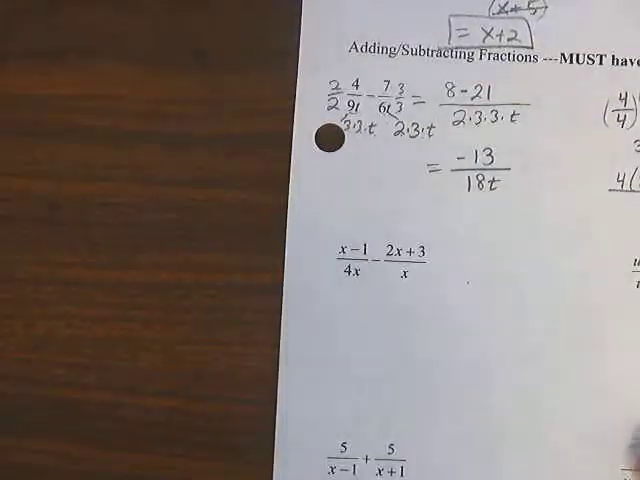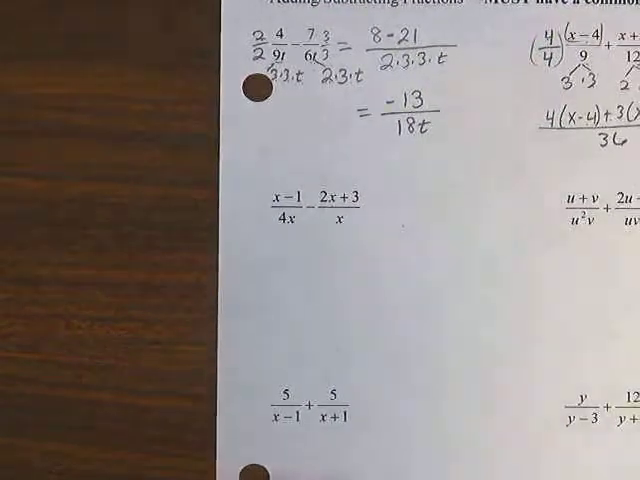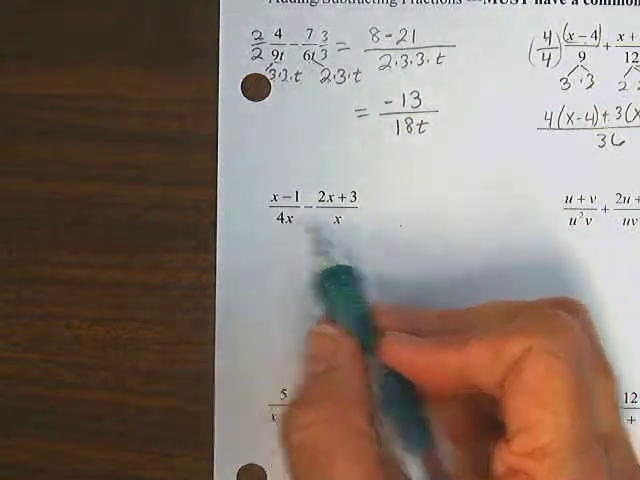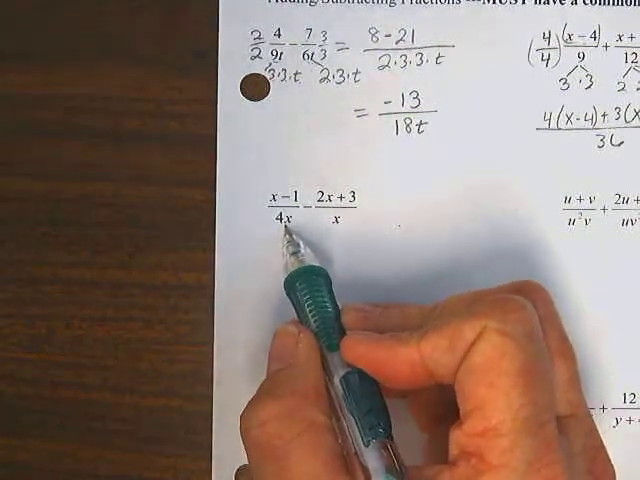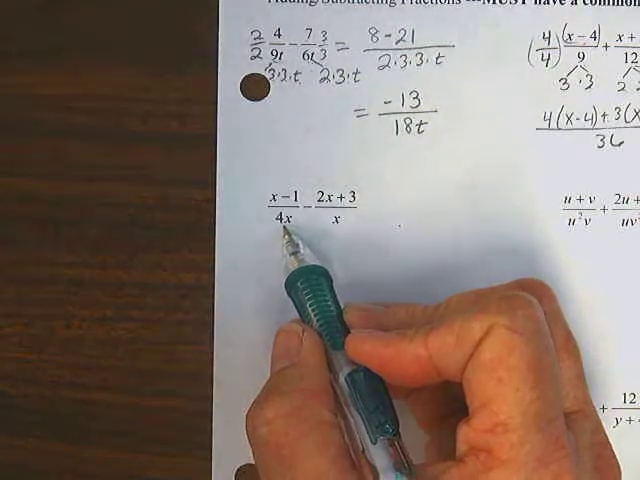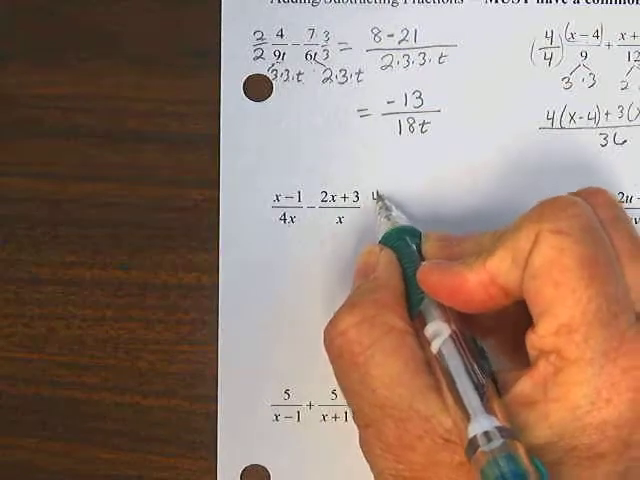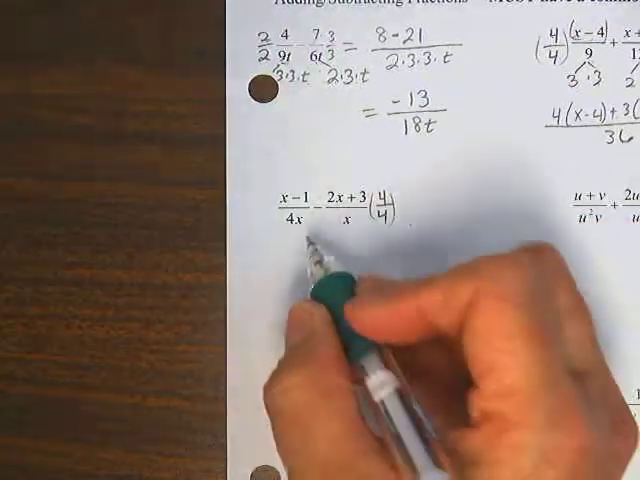Okay, next example. We've got a 4x in the denominator and an x. So my least common denominator is something they both can go into, which is 4x. I will not need to multiply the first expression by anything, because it already has a 4x in the denominator. However, the second one, I'm going to have to multiply by 4 over 4 to get the denominator of 4x.